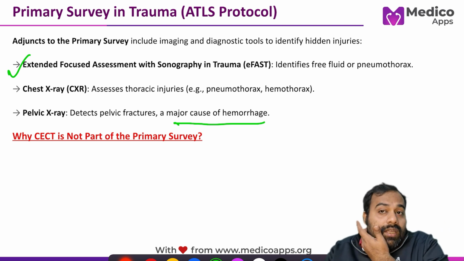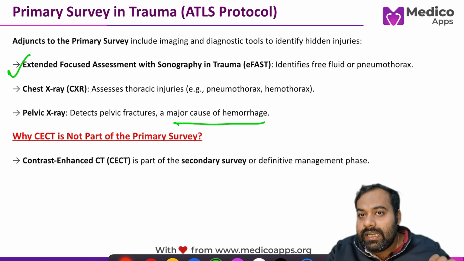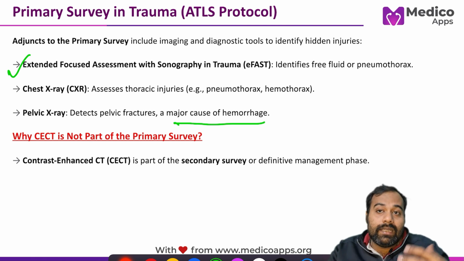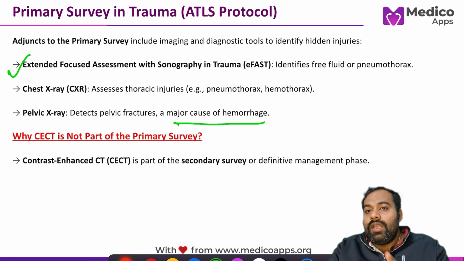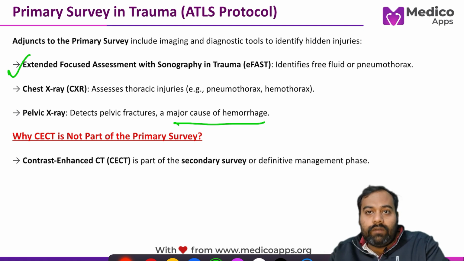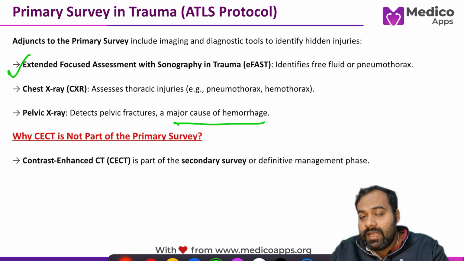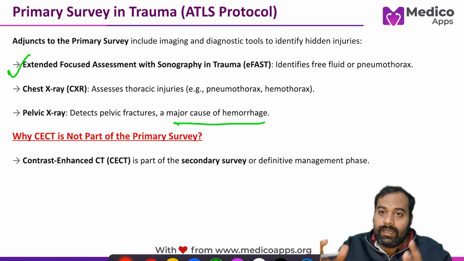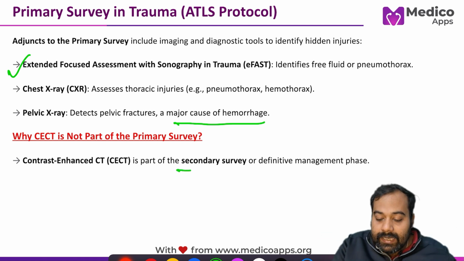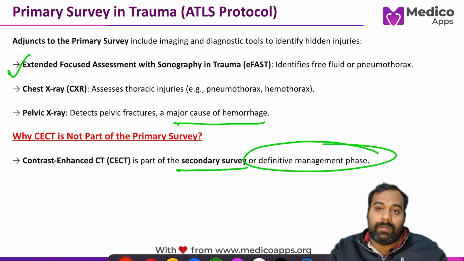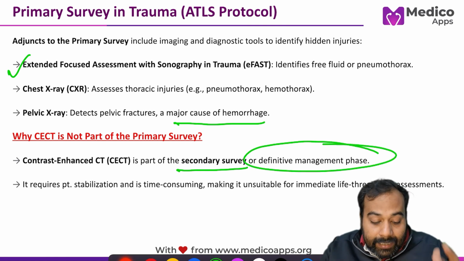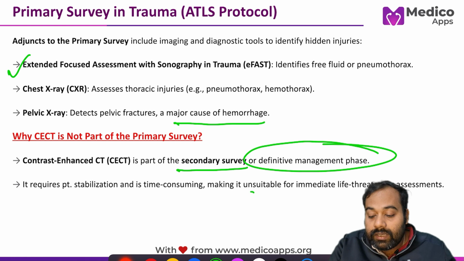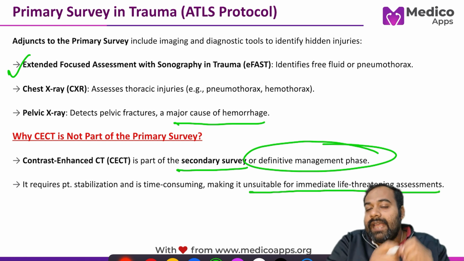Why? Because CT is a time-consuming test. This is number one. And it basically requires proper stabilization. So you can do the CECT of whole abdomen or thorax, whatever it is, in a trauma patient once the patient is stabilized. Otherwise you can't, right? So that's why it has been categorized under the secondary survey or under the definitive management phase. Okay, so that's why CECT is not included in the primary survey, because it is unsuitable for immediate life-threatening assessment.